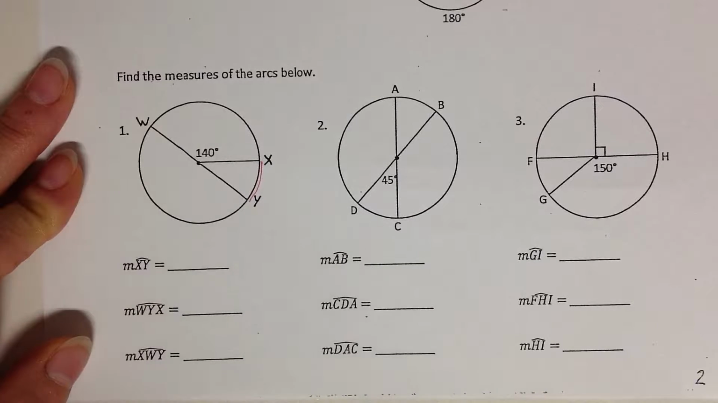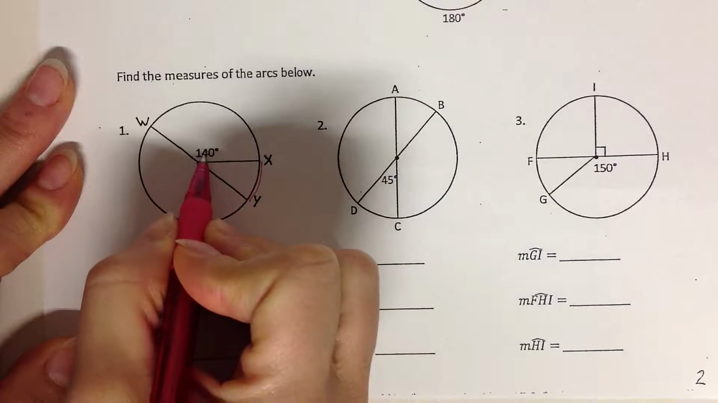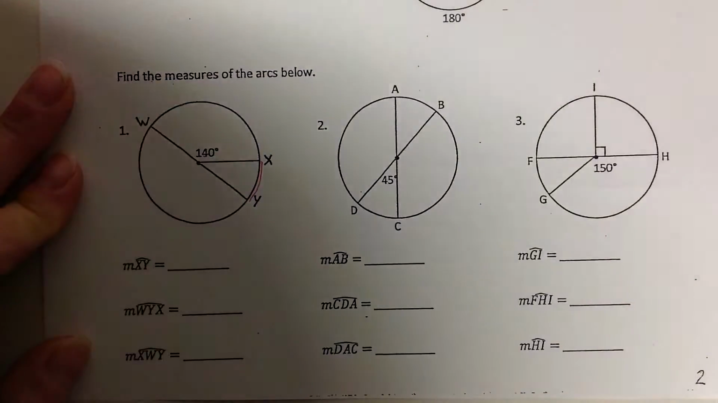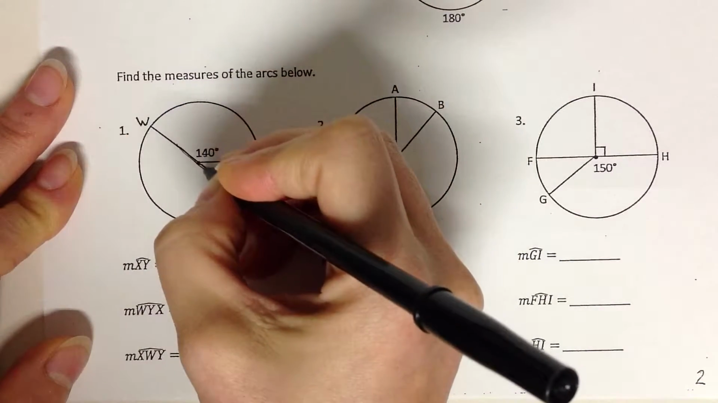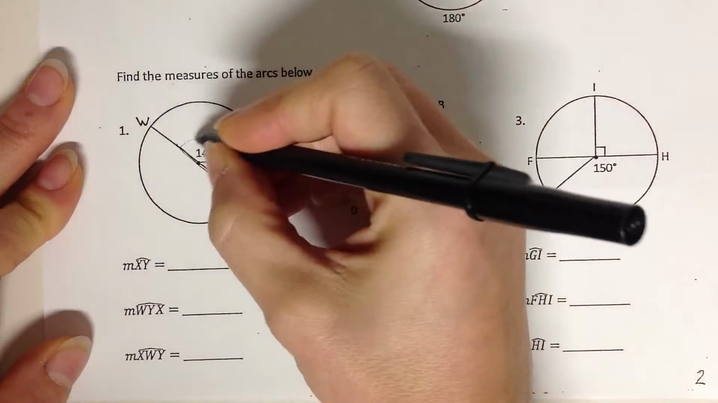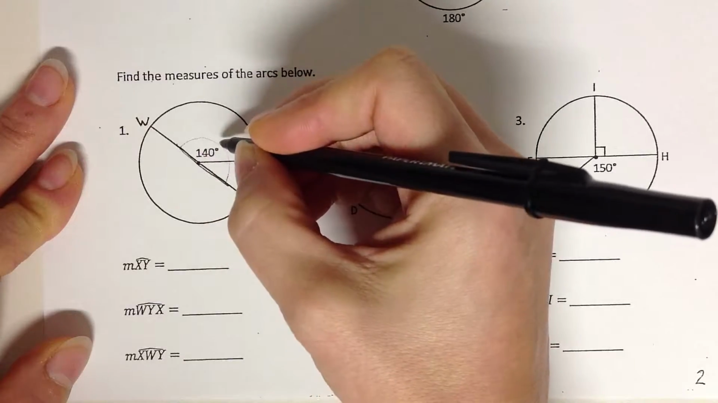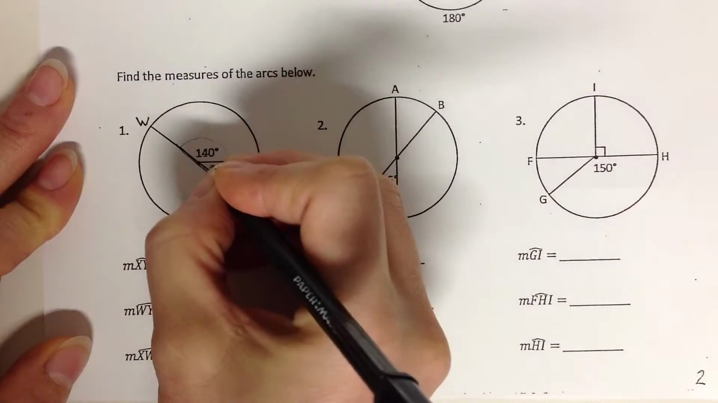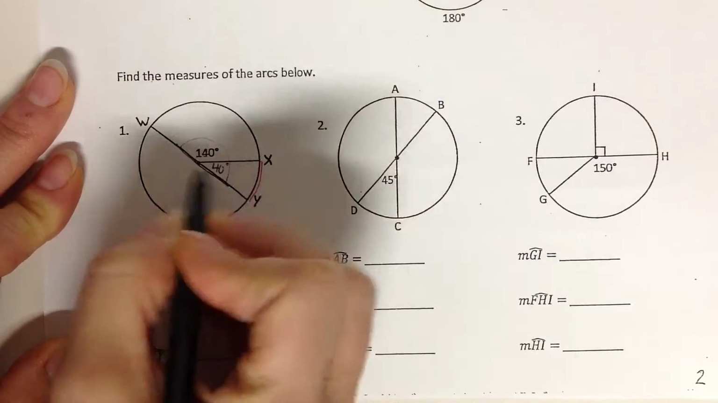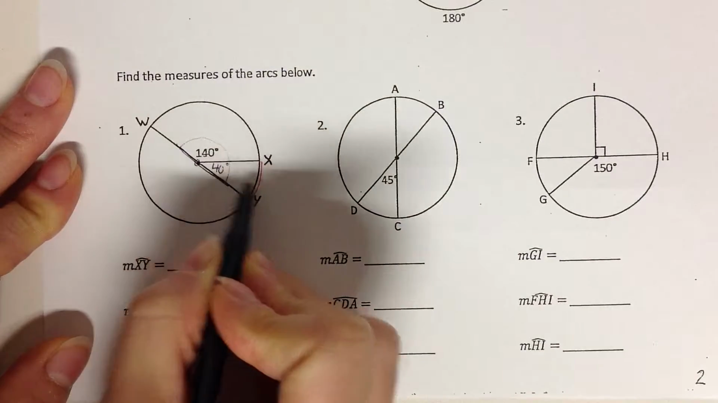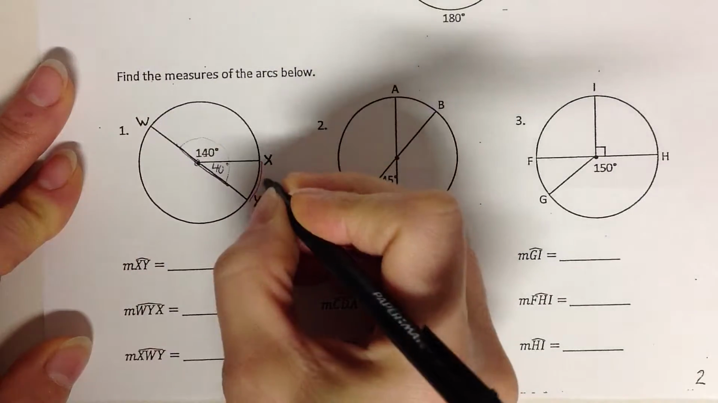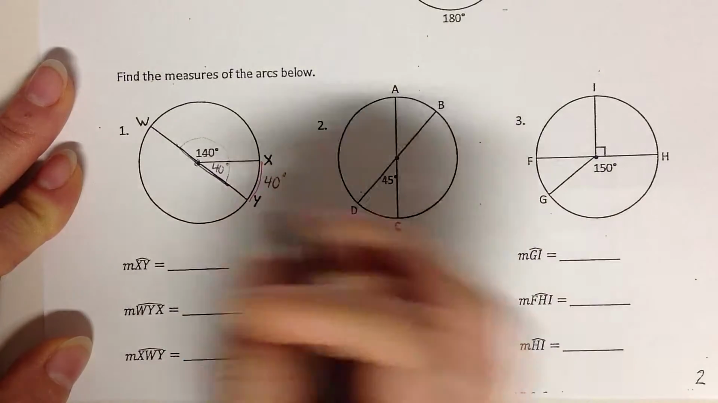Alright, well, I don't have it, but I've got this angle is 140, so I'm going to use my linear pair. There's a straight line right there. 180 minus 140, so I get 40. And remember, this is on the center, so this central angle is going to be the same here. So that will be 40.